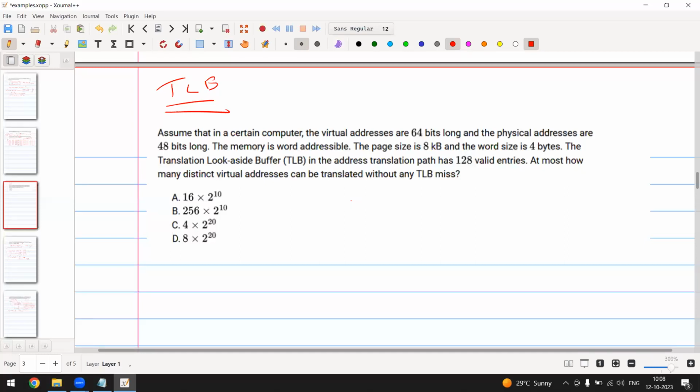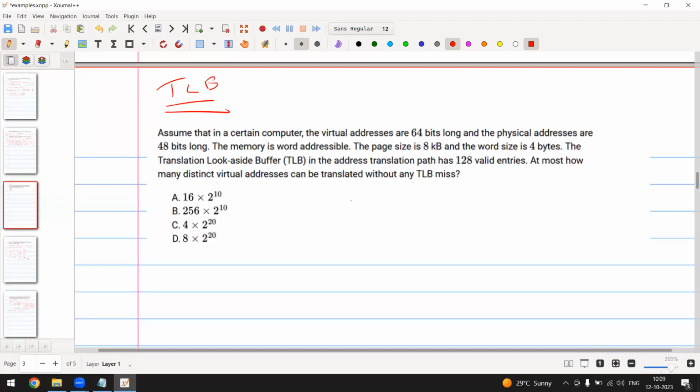So TLB, if you remember, let's revise this concept. TLB stands for translation lookaside buffer. It is a cache of page table entries. So when you try to convert your logical address into a physical address, first, instead of searching the page table, you search the TLB.